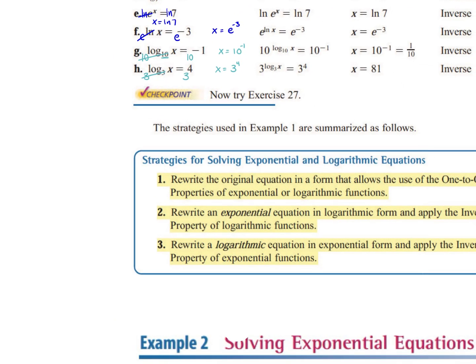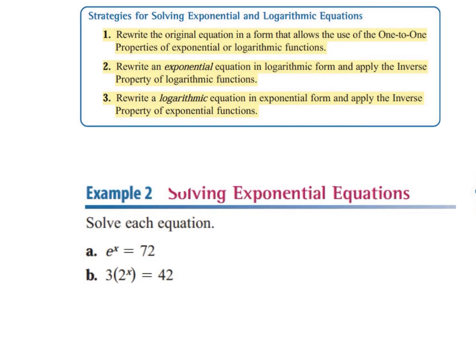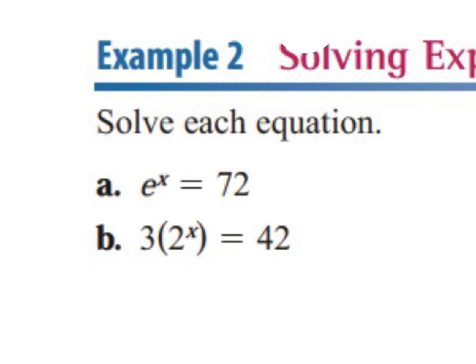So let's do A. So we can't get the bases here to be the same, so we're going to use our inverse to solve. What do we know that'll cancel out the e? ln. So I'm going to take the ln of both sides. So what we do to one side, you have to do to the other. ln of e is going to cancel, so you have x equals the ln of 72.